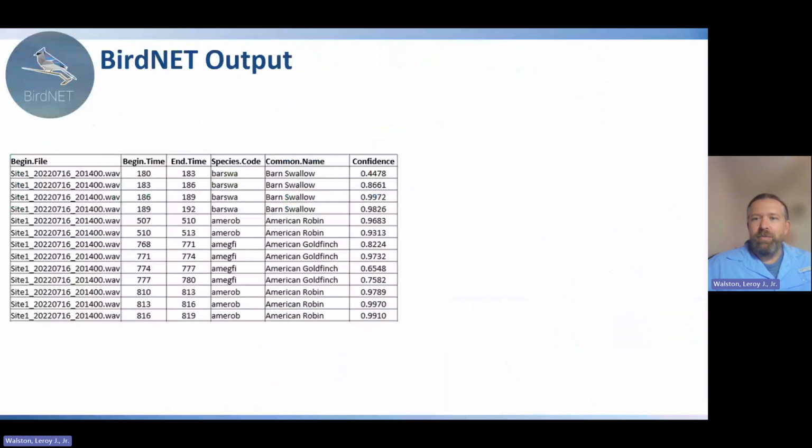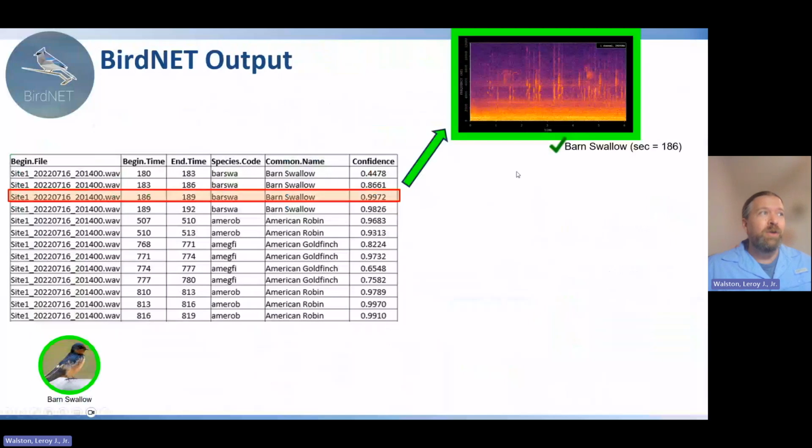Here's an example output table, which lists the acoustic file, the start and end times. Note that the start and end times are separated by 3 seconds, and the species detection and the confidence level. A user could use this table to manually screen, review, and listen to segments of the call at these precise sections to confirm the BirdNet detections. For example, we've got barn swallow here in this recording, and BirdNet says that this is about 99 or 100% confident that it's a barn swallow.